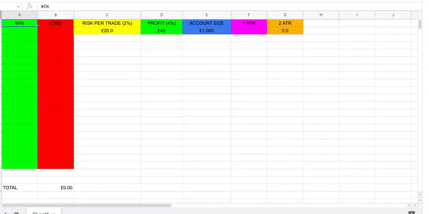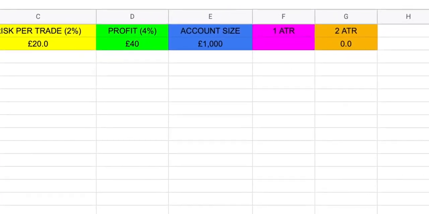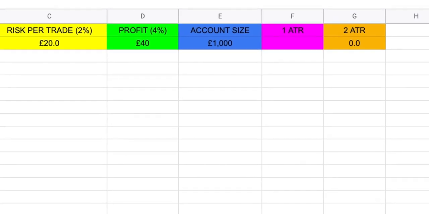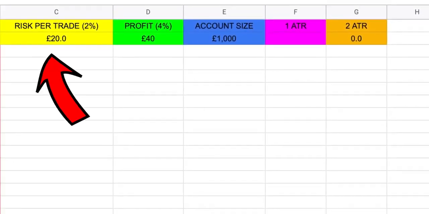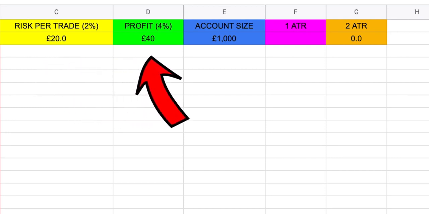But before we get into our chart, I just want to show you the spreadsheet where we're going to input all our wins and losses. So our account size is going to be £1,000, and for simplicity we're going to do a 2-to-1 ratio, where we're going to risk 2% or £20, and our take profit target is going to be at 4% or £40.